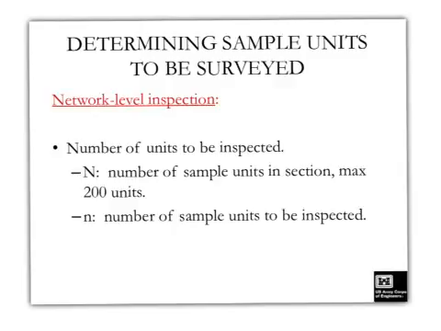When it comes to the network level inspection, we need to know how many sample units we need to consider. So here we're going to define two parameters, the capital N versus the small n. Capital N represents the entire number of sample units in a certain section, and the maximum number of sample units we need to consider in any section is 200, while the small n is the number of sample units to be inspected. So let's say every 200 units, how many small n, which is how many small units to be inspected.